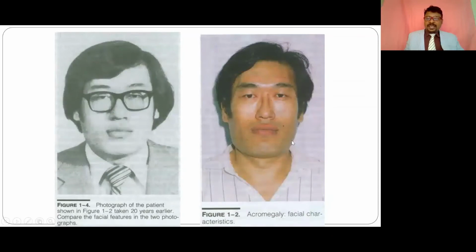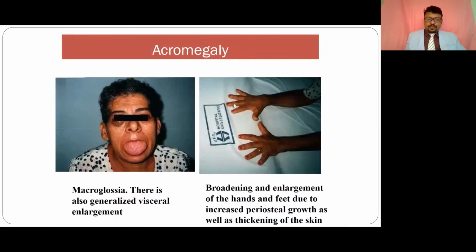Here you can see the appearance when he was 20 years old, and how the appearance changes with age and growth. The jaw appearance increases. The facial and maxillary bones increase in size. So that is about the special characteristic changes in acromegaly, that is, the facial changes.